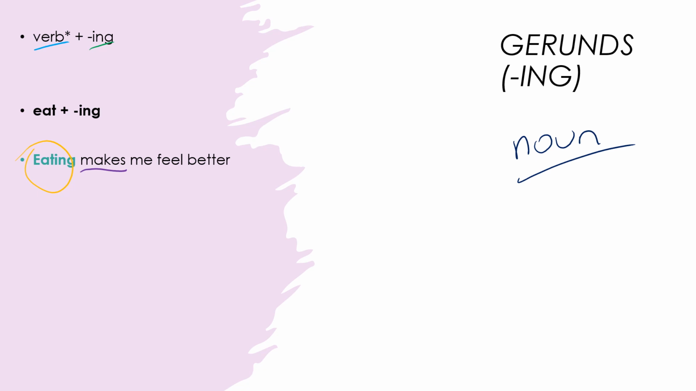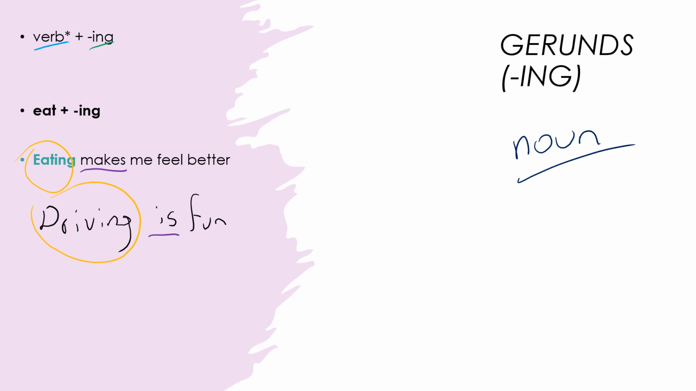Let's do one more example. So, driving is fun. Let's do the same thing again. If we ask, what is fun? Driving. Okay, so we know the verb is from the verb to be. And driving is just a noun. So what is fun? Driving. So there we have gerunds.